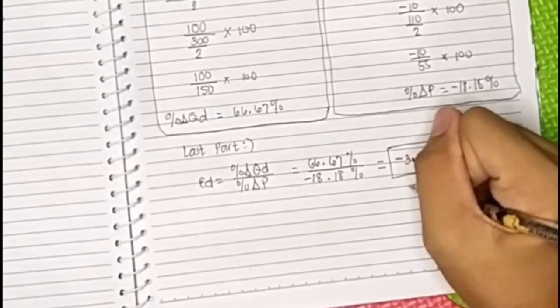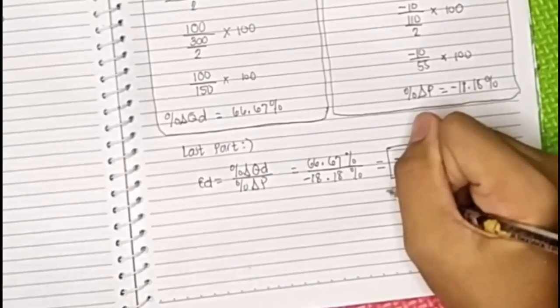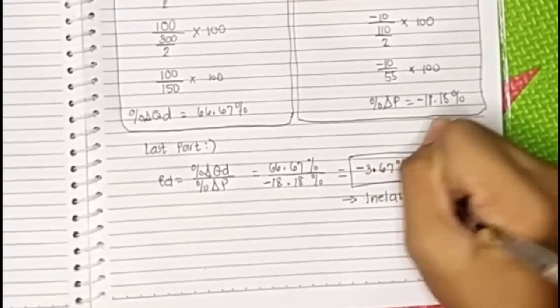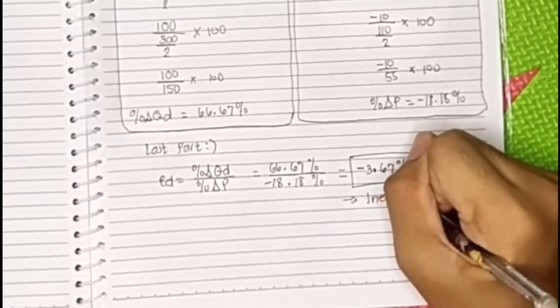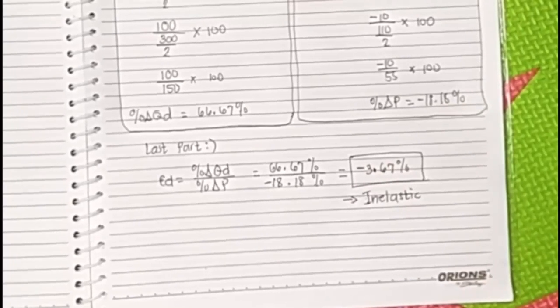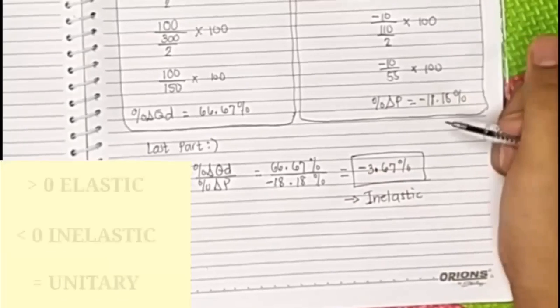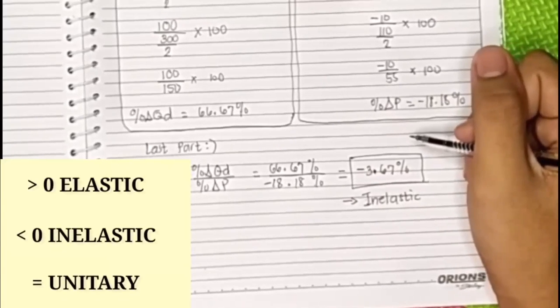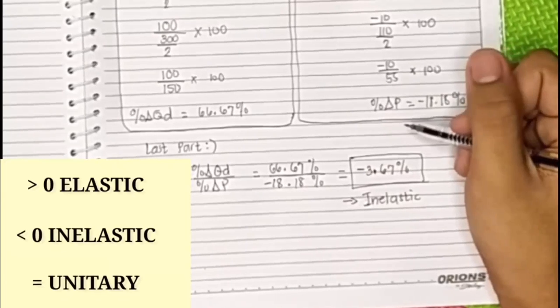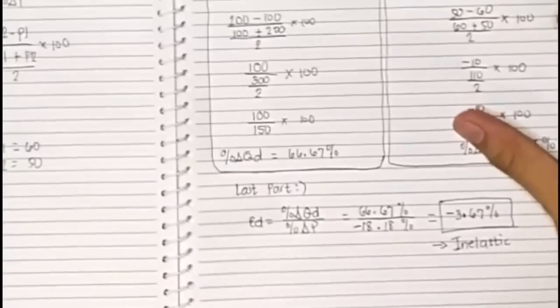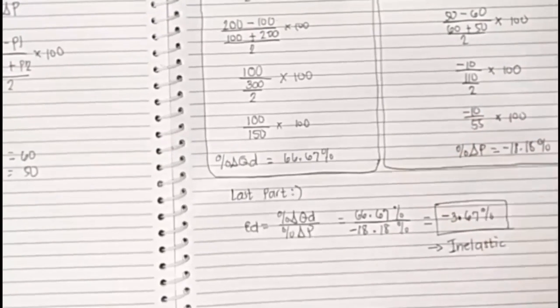Since it's negative 3.67%, it's inelastic, meaning it is less than 0. So if positive, it's elastic. If equal, it's unitary. So that's one of the rules in price elasticity of supply or demand. So that would be all.